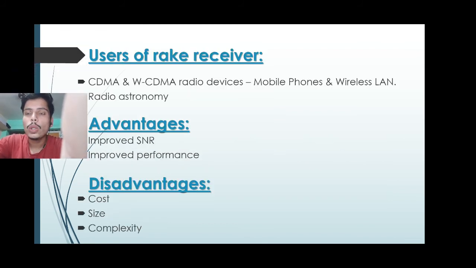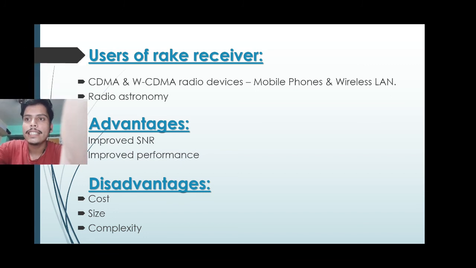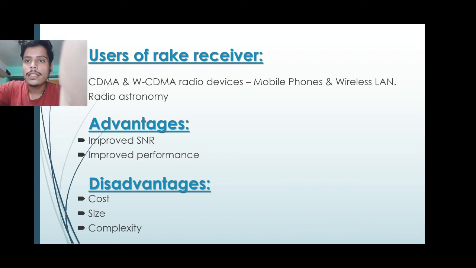Let us see the users, advantages and disadvantages at last. Who uses the rake receiver? CDMA and WCDMA radio devices such as mobile phones and wireless LAN use rake receivers, and radio astronomy also uses rake receivers. The advantages are that they provide improved SNR and improved performance compared to other receivers. The disadvantages are that it is a little bit costlier than the older ones and its size is larger, so obviously the complexity will be more.